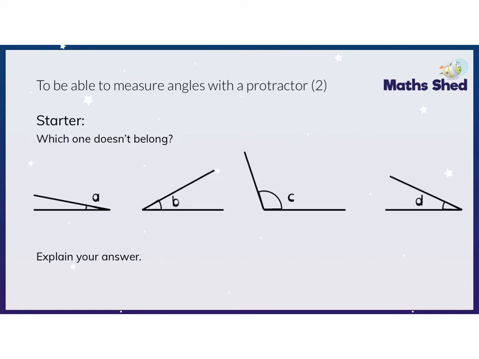So let's look at a quick starter. Which one doesn't belong? So A, B, C and D. Now I know if I look at A and B and D, they are all less than a right angle. So that means that A, B and D are all acute.